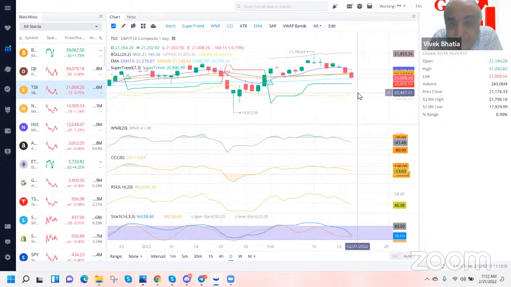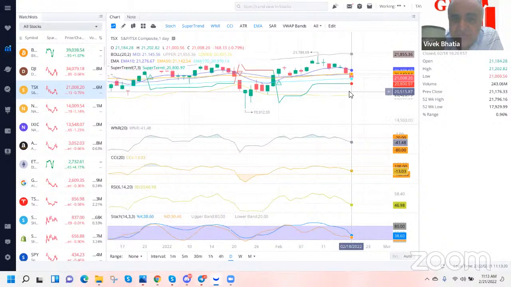Now, I look at it that there's a very strong support somewhere around 20,600 or 20,500. Lower down, about 20,500 or 20,520 is a strong support. So from there, the buying could happen. Number one.